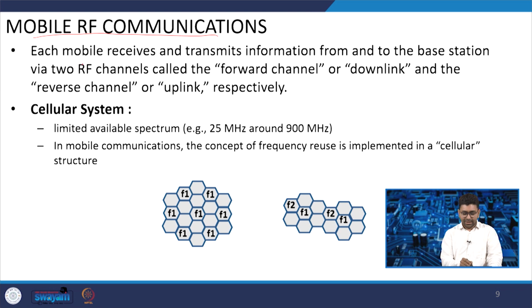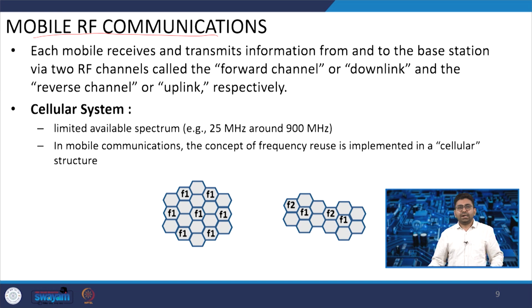In mobile communication, each mobile receives and transmits information from and to the base station via two RF channels. It is called a forward channel or downlink channel, and a reverse channel or uplink channel. So downlink and uplink channels are there in mobile RF communication.